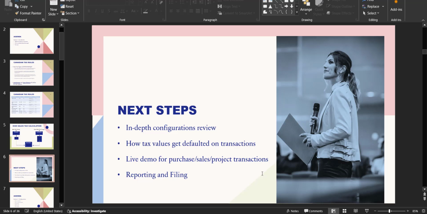And then once we get the configurations done, I will get into live demos for both purchasing and sales, and if you're using the project module, we will also have some examples for project transaction posting, right? And finally, we will finalize the series by sharing some standard reports and talking about some electronic filing options. So that's how I imagine what this series could provide you.